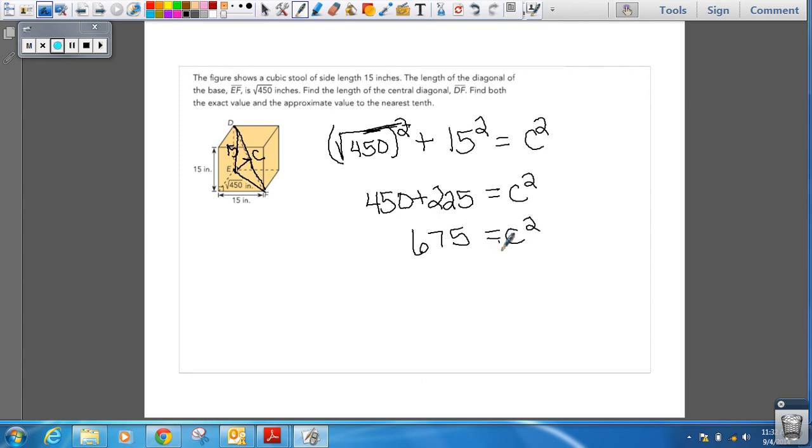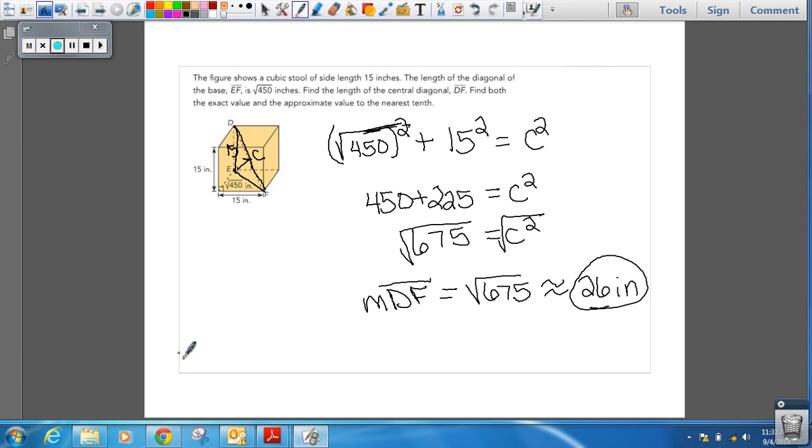The opposite of squaring it is to take the square root. So we end up with the measure of the side length DF is equal to the square root, because it said both the exact and the approximate, square root of 675, which is approximately 26 inches.